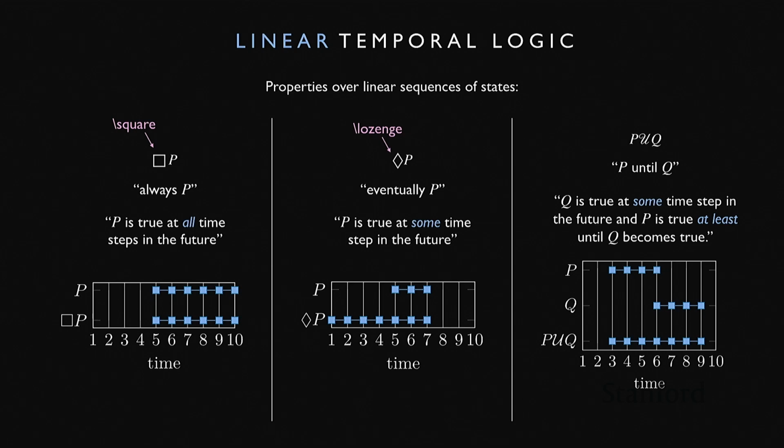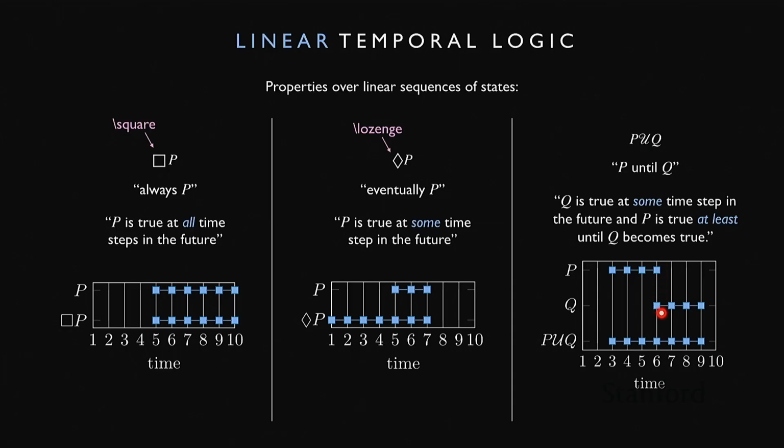Any questions on any of these operators? Yep. The part between P and Q on 6, would there be nothing on the bottom then? Yeah. So the question was, do we need these to overlap? Yeah, P needs to be true at least until Q becomes true. So you need to have that little overlap there. Yes. Yeah.